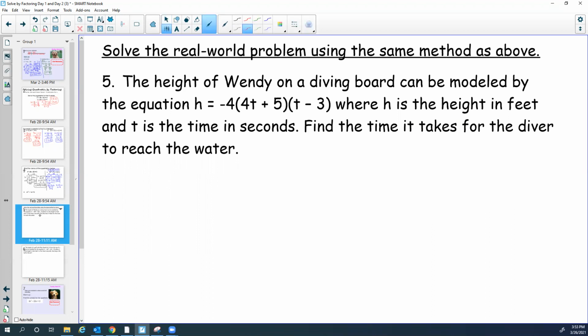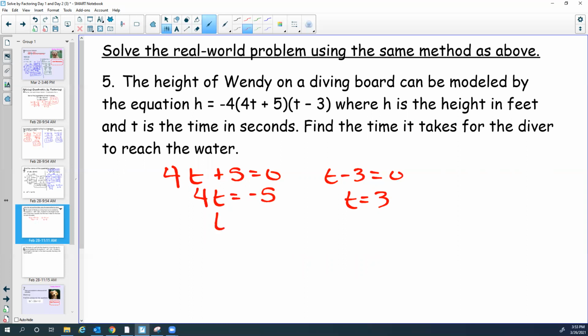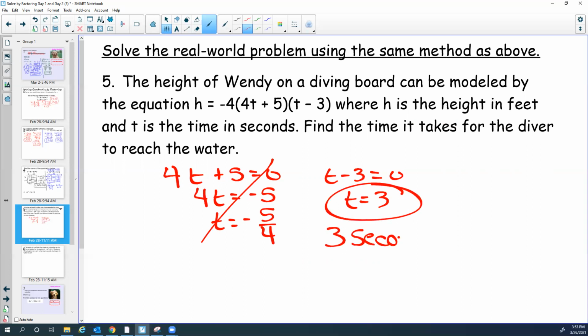How do I solve them? Set both parts in parentheses equal to 0. 4t plus 5 equals 0, t minus 3 equals 0. The one on the right, t equals positive 3. The one on the left, I'm going to get 4t equals negative 5, where t equals negative 5 fourths. Well, they want to know the time it takes for the diver to reach the water. Well, I can't have negative time, which is why that answer won't be right. The answer is going to be 3 seconds.